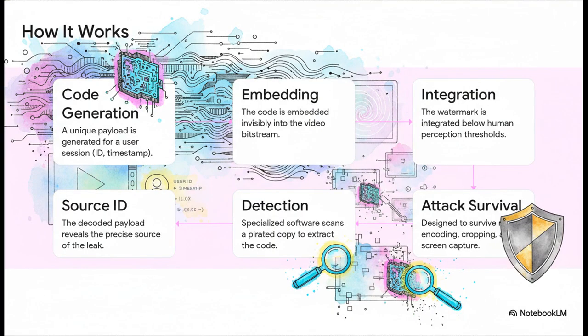And the process? It's just as slick as the DRM workflow. For every single stream, the system generates a unique code. It could have a user ID, a session time, an IP address, you name it. That code gets woven into the video bitstream, in real time, completely invisibly. Then, if that exact copy of the video ever shows up on a pirate site, you can run it through some specialized software, pull out that hidden code, and boom, you know exactly who the leak came from.